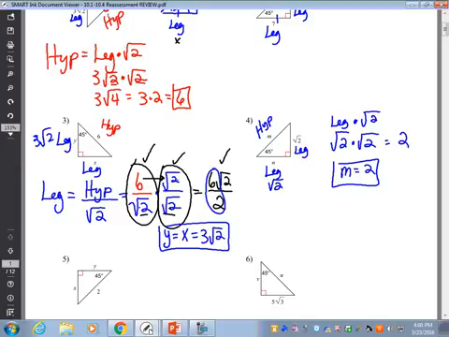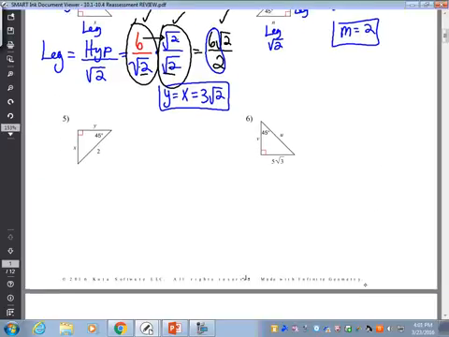Alright, so I'm going to leave you with those. 5 and 6 you need to do. 5 is very similar to 4. Hopefully they will look similar when you're done. That's your hint. And then 6 is similar to 1. Okay, refer to those previous steps.